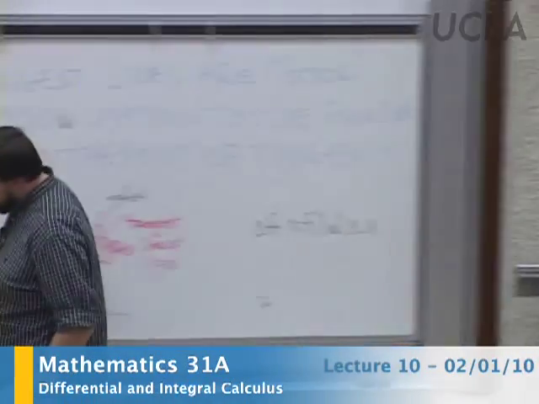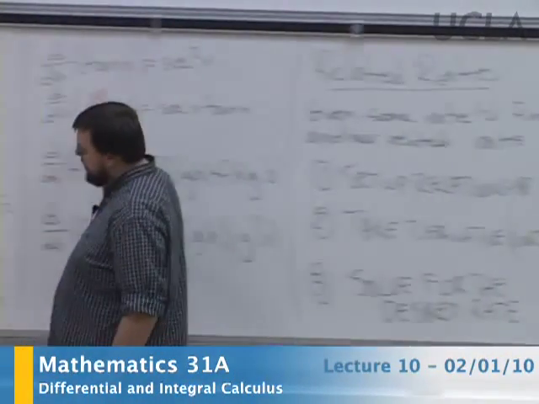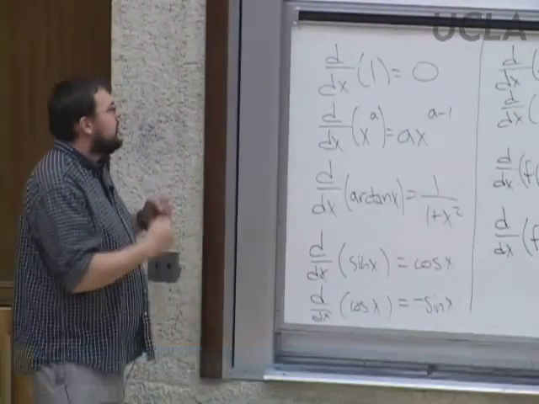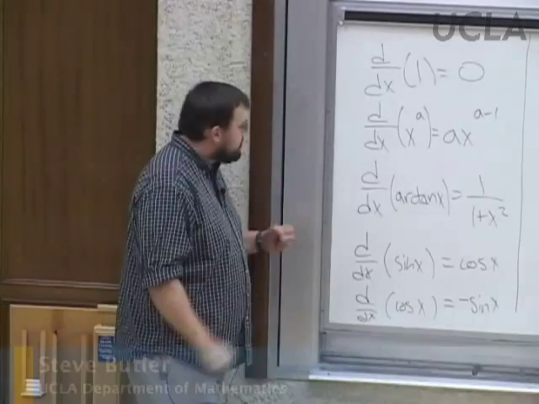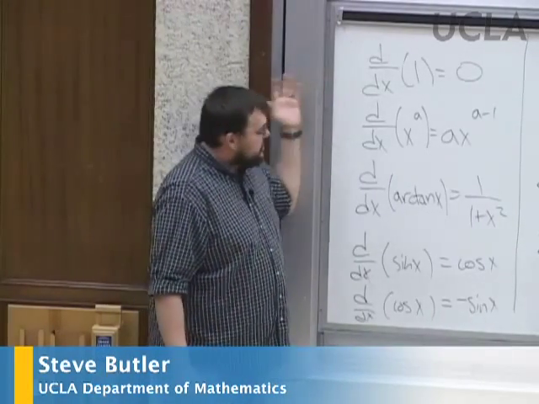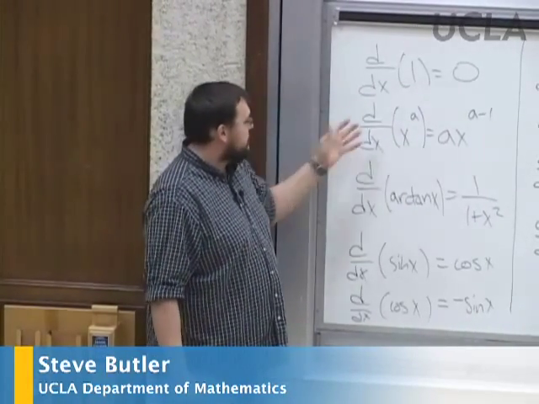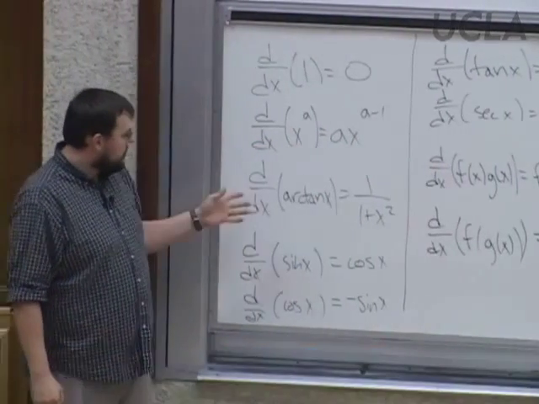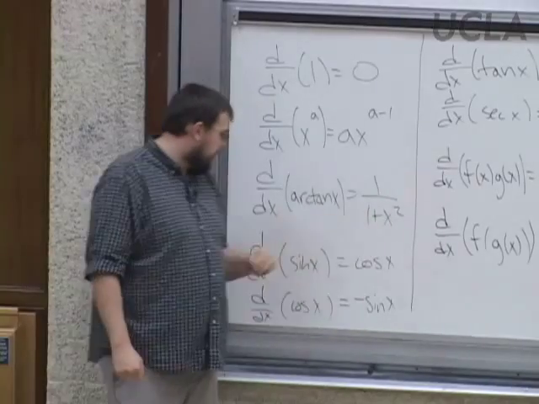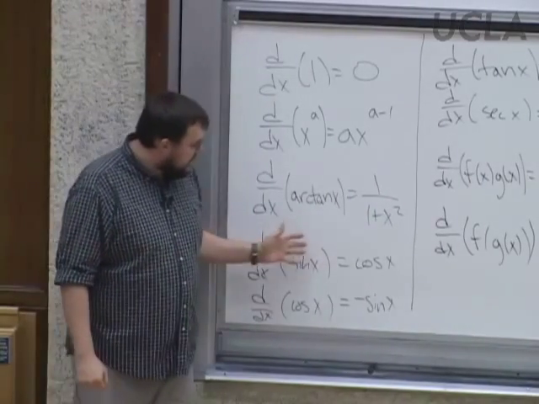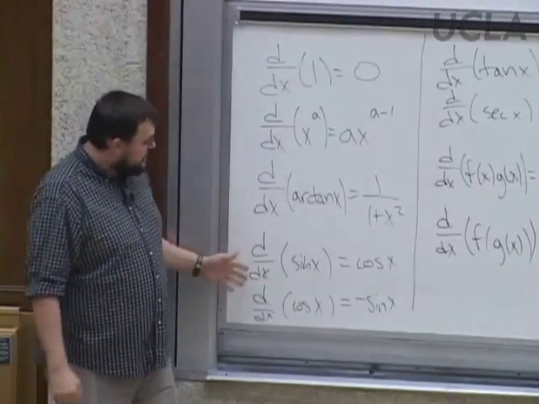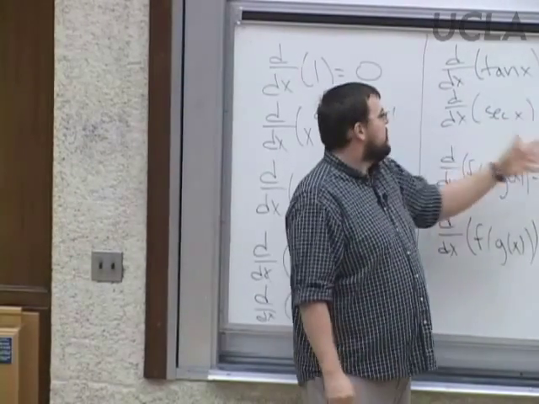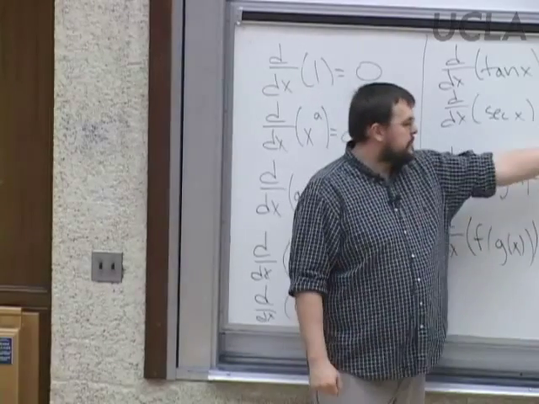Okay, so I'm starting to cut back on what I'm writing about the old derivative review stuff, so I just want to get the real meat of our basic facts. The derivative of a constant is 0. Derivative of x to the power a, bring the a down, x to the a minus 1. The derivative of arctangent is 1 over 1 plus x squared. The derivative of sine is cosine. The derivative of cosine is negative sine. The derivative of tangent is secant squared. The derivative of secant is secant times tangent.